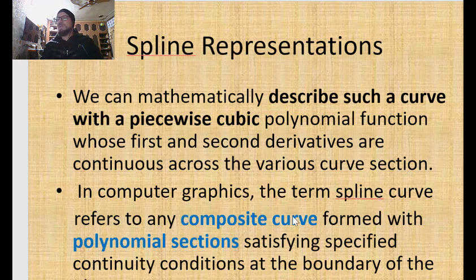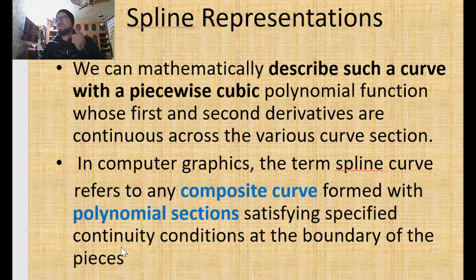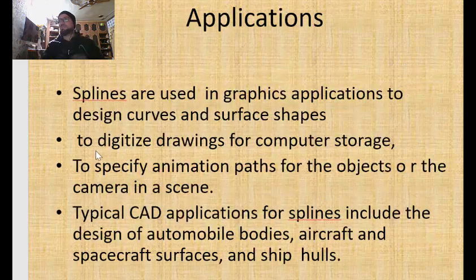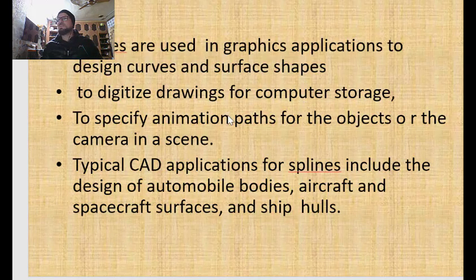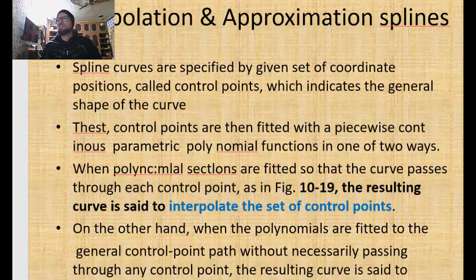In computer graphics, the spline curve refers to composite curves formed with these polynomial sections. We specify the continuity condition at the boundary of the pieces because they need to be continuous. That's important: this piece has to be continuous with the next piece. And we can use them anywhere we have to draw animations, aircrafts, automobile bodies, cars, spacecrafts, and any surface we want to create. Okay, we can use the splines. So we can digitize drawings for computer storage and use them for CAD applications.